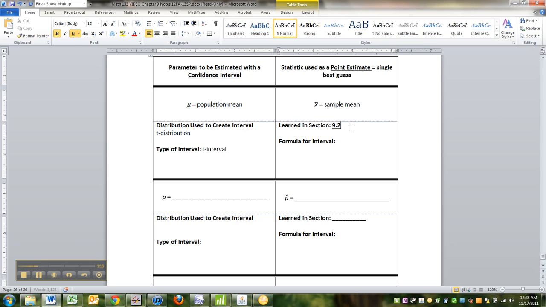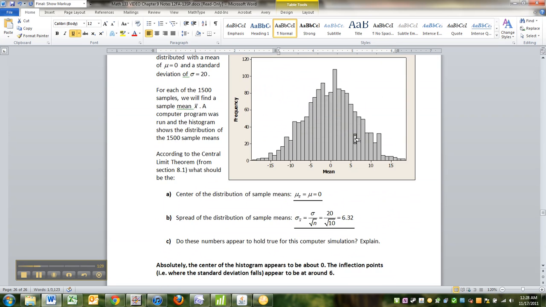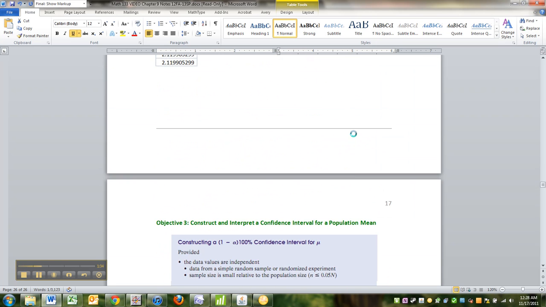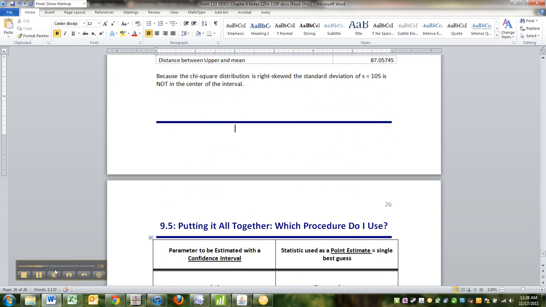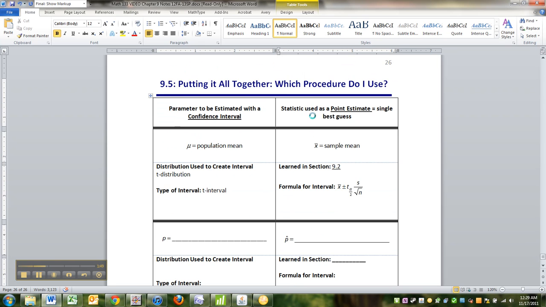And the formula: x bar plus or minus t alpha over 2 times s over the square root of n. All right, so that's if they're talking about the mean. So if you see the words average or mean somewhere in the problem, that's what they're talking about.